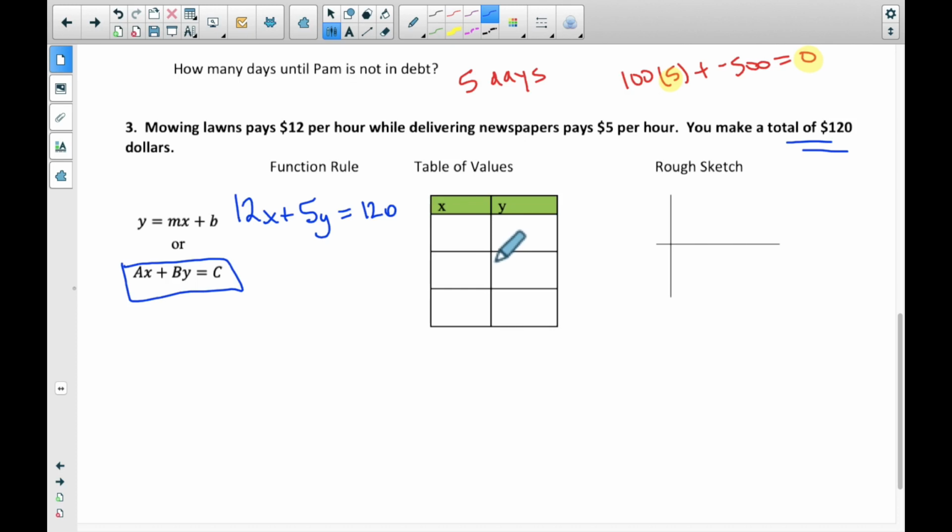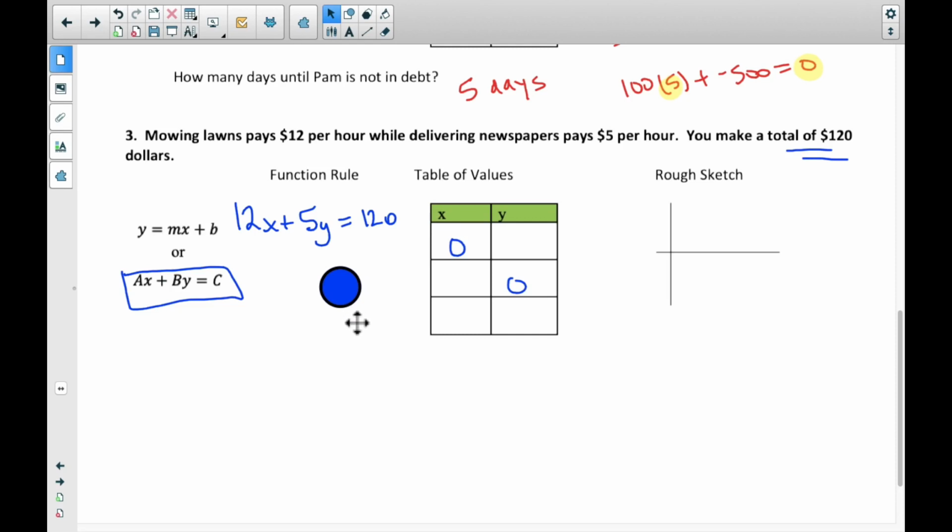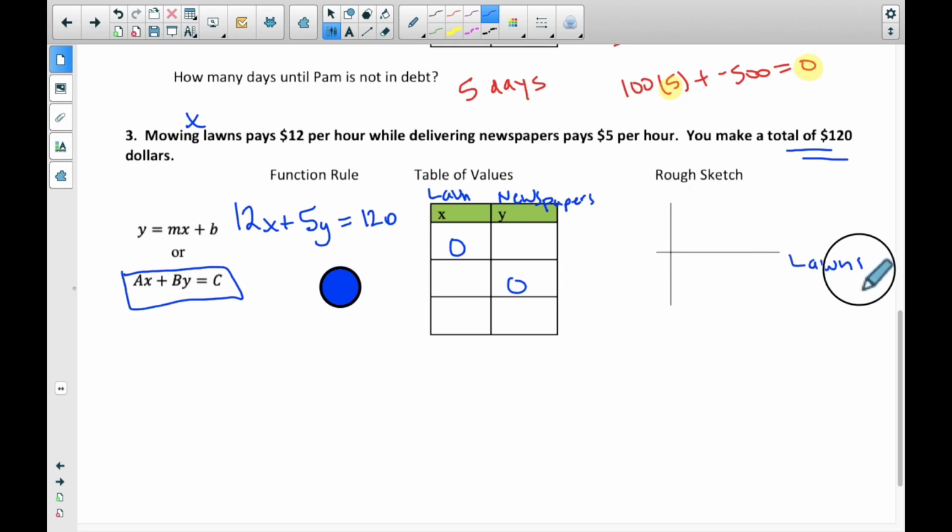And we talked about how when we're in standard form, the best thing to do is put a 0 here and a 0 here, because we're going to use that cover-up method. So I'm bringing back my big cover-up dot. First of all, I want to go in and say what was X and what was Y. Mowing lawns was X, and newspapers was Y. And I should put that on my axes as well. So mowing lawns was on the x-axis, and newspapers was on the y-axis.